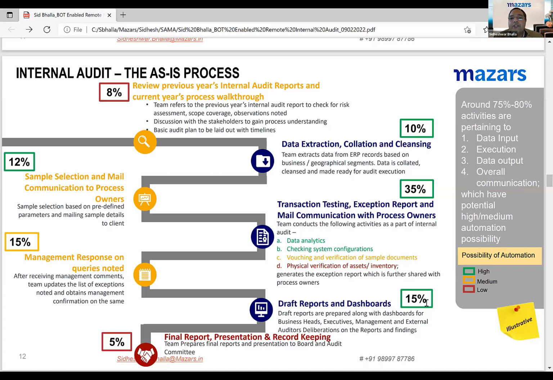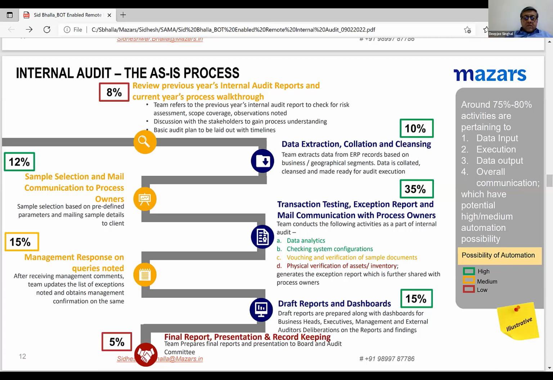So then we have the data extraction. Obviously, that can be done by the bot. We'll see it how in a while. Sample selection, very much possible. To a large extent, it is 100%. Testing, exception reporting, mail communication with process owners, all of it is again possible. Just you make it like a human being over there. Management response, yes, it is possible, but still, sometimes you have to align it with the finding. Practically talking about medium level, I would say. Drafting of report, yeah, that can be done by the bot. Final presentation is again something which is low, and it has to be, because that's where the human intervention will come into play.